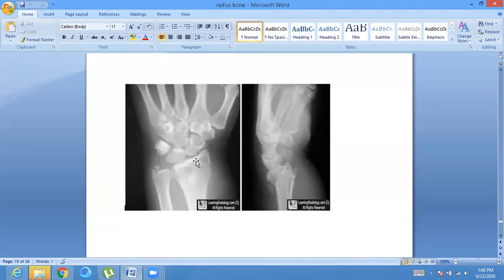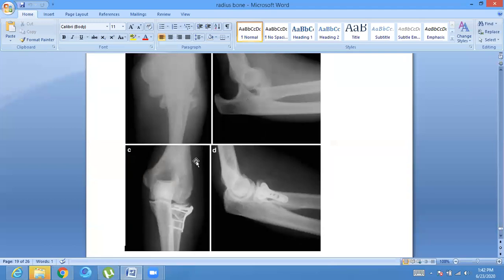There is one more common fracture, and that is the fracture of the head of the radius. Here you can see when the person falls over the outstretched arm, okay, and the elbow hits directly over the floor, then the head of the radius is going to be fractured.